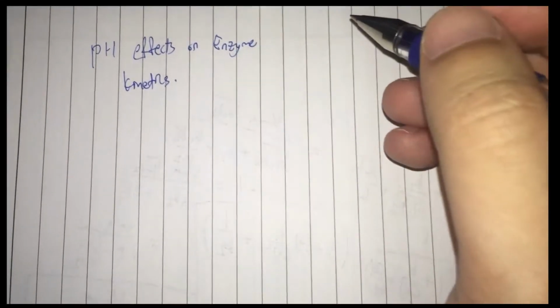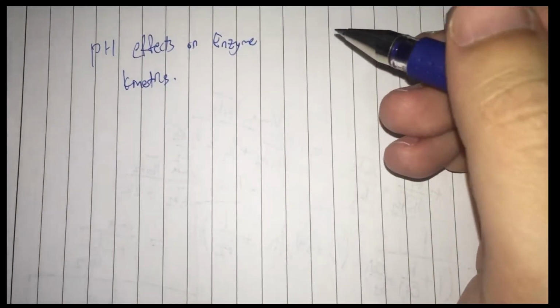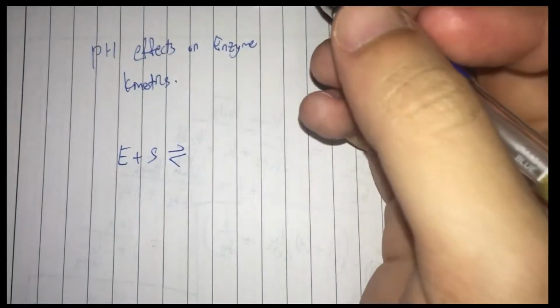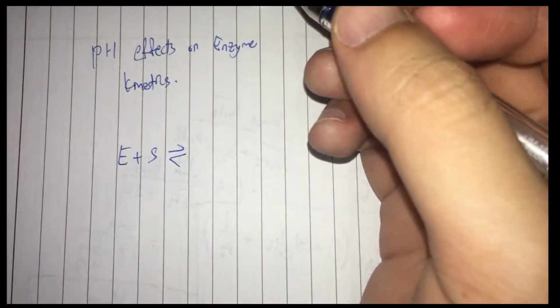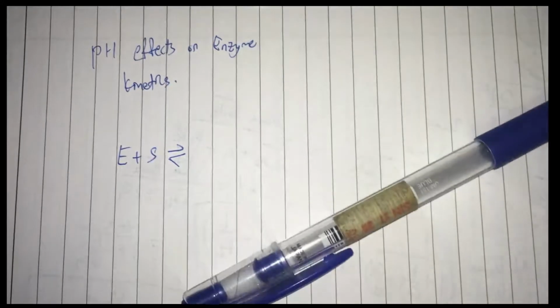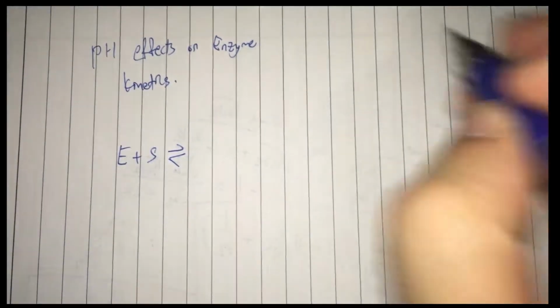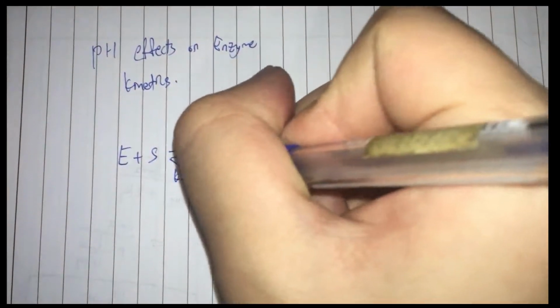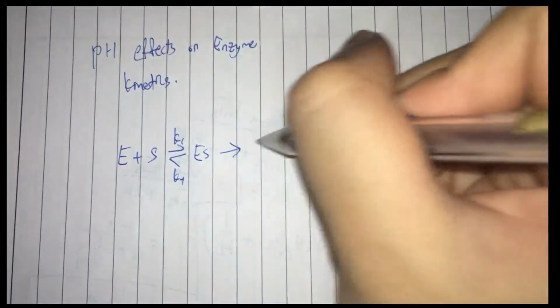Okay guys, so in this video we're going to do pH effects on enzyme kinetics. So let us do something first. We have our standard Michaelis-Menten kinetics. Oh man, I really have to learn to pronounce that. But yeah, whatever. These are your standard.